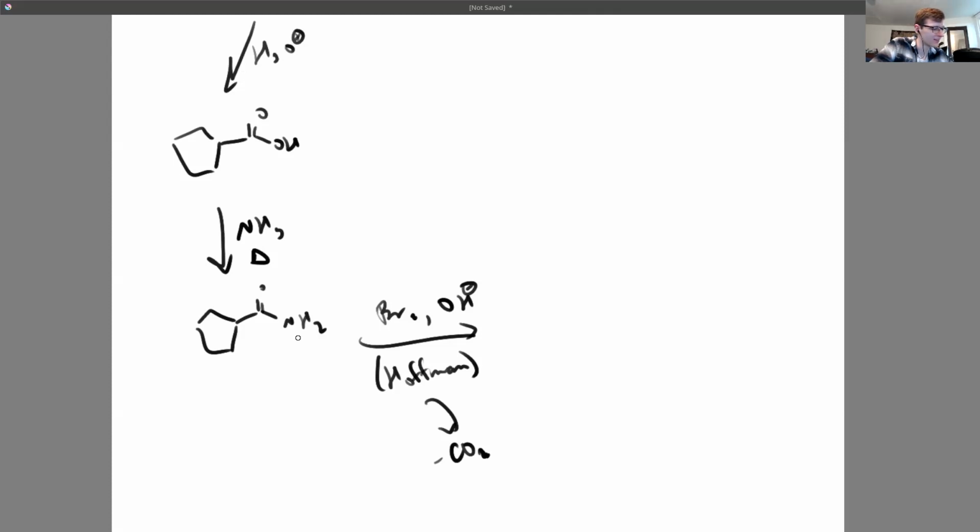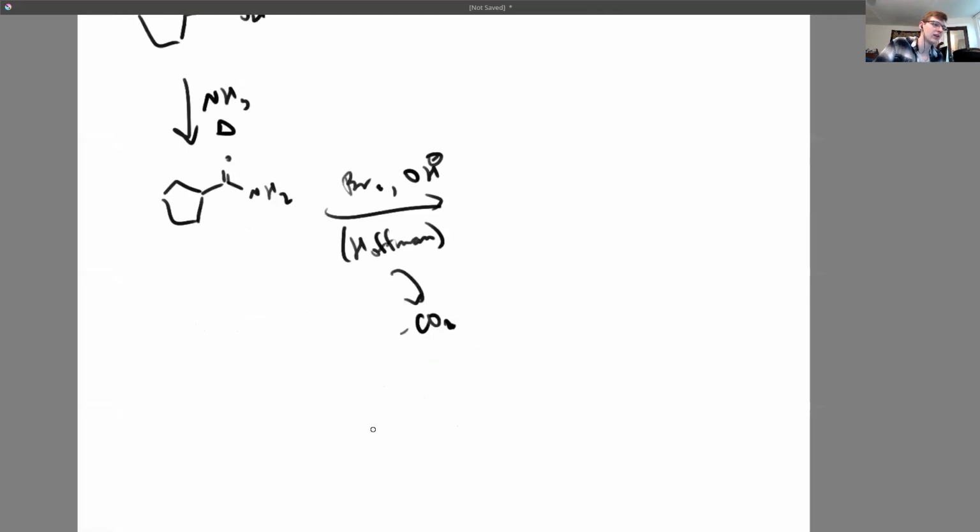This is why I think this is weird. Yeah, I don't trust it. I don't know what this does. Like, I'm just not sure. It somehow has to get rid of this CO, and it's probably as CO2, but I'm really not sure how. Yeah, Hofmann normally uses excess methyl iodide, and then it uses silver oxide.